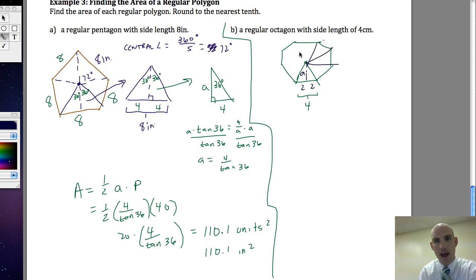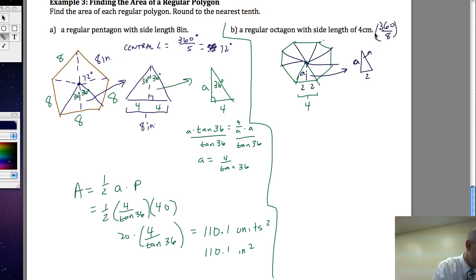And I have a problem here because I don't have any degrees in this triangle. So the triangle that I'm solving for the apothem looks like this. And I need to find this degree measure here. Well, if there's 8 angles, it's 360 divided by 8, which is going to give me 45. So this central angle is 45. And I'm dividing it with the apothem in half, so it's 22.5. See if you can solve for the apothem and then solve for the area. That's my hint to you.